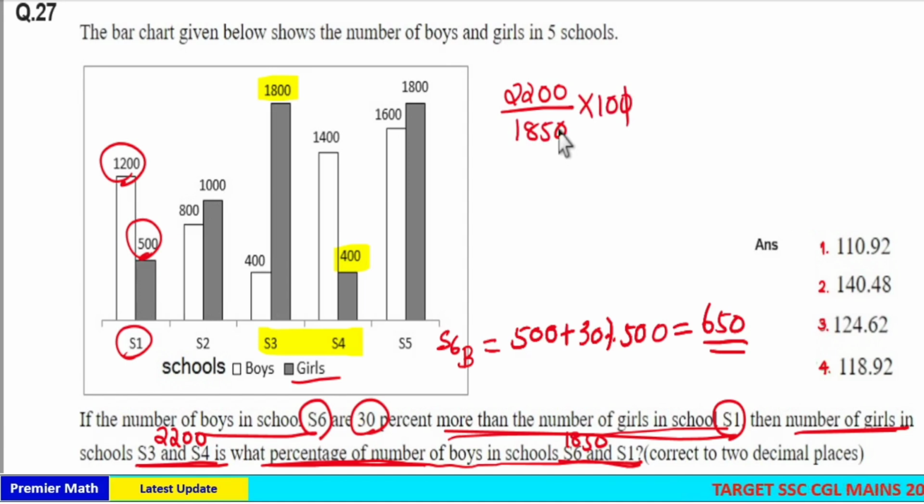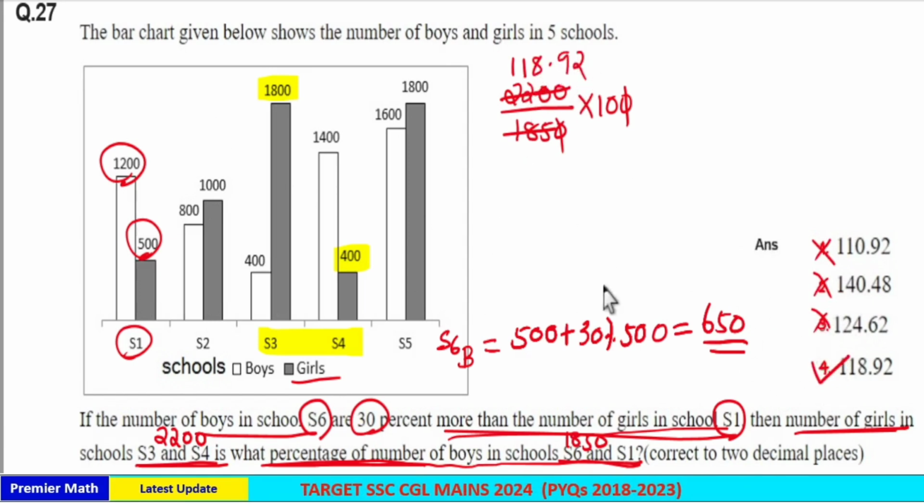That is your answer. 0, 0 cancel. 185 goes 1 time in 220, remaining 35. 185 again goes 1 time in 350. So remaining is not 110. So option 1, 2, 3 eliminated. Option 4 is your answer.